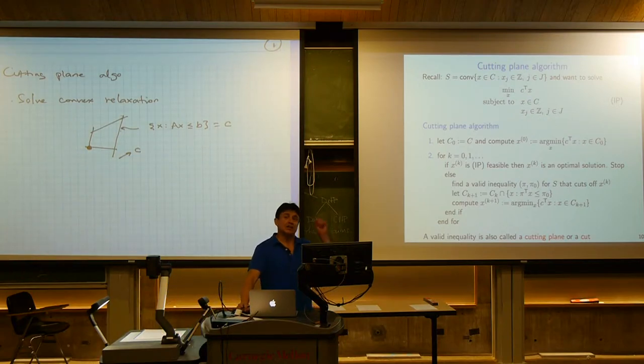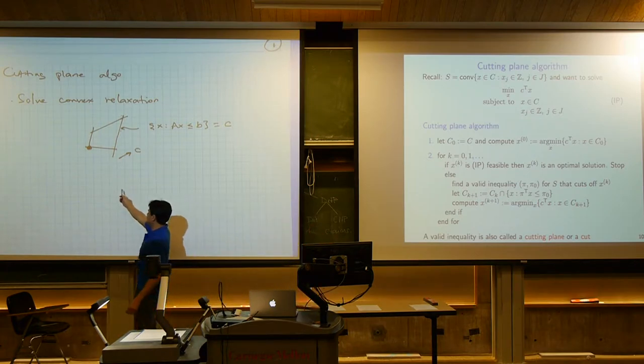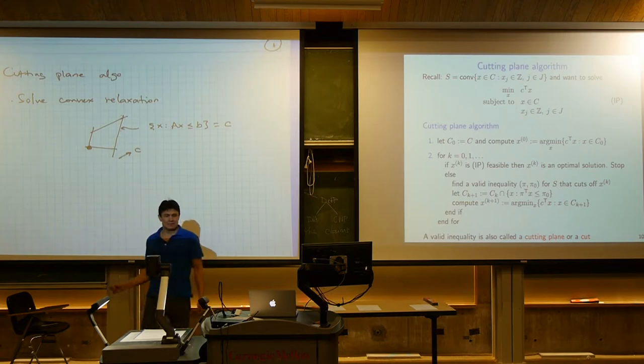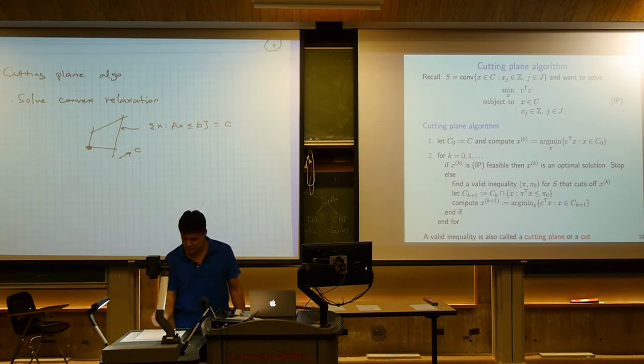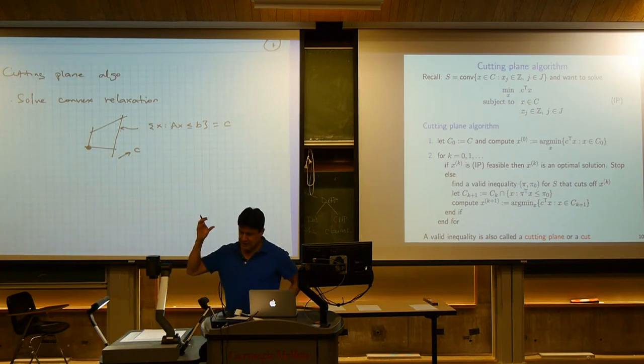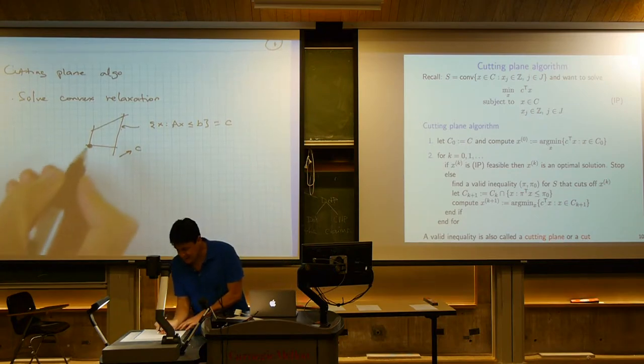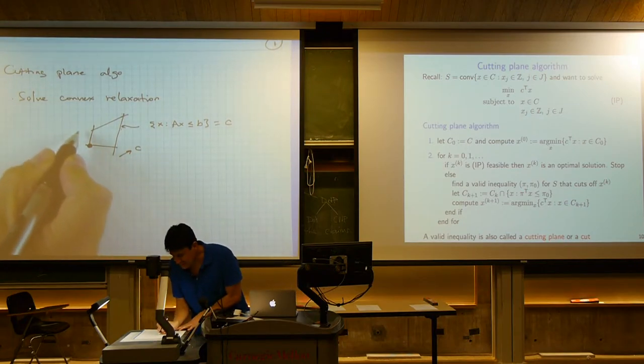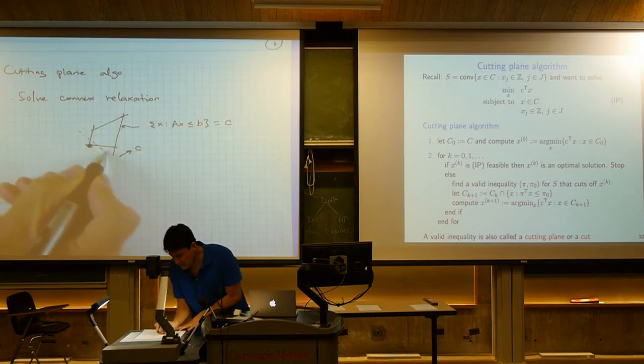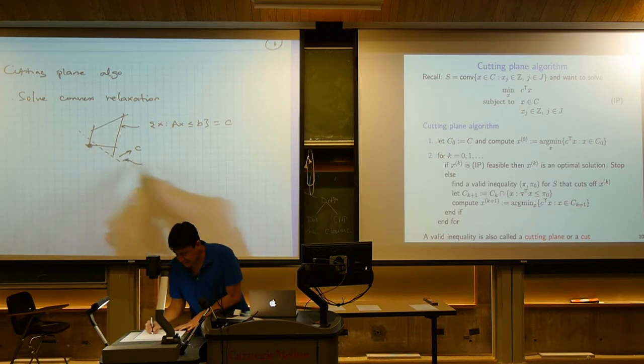Suppose that this is not feasible. Imagine that all the grid points are the integer points. That solution is not feasible for the integer program. So the idea of a cutting plane is that we will get some inequality. This will be a valid inequality.